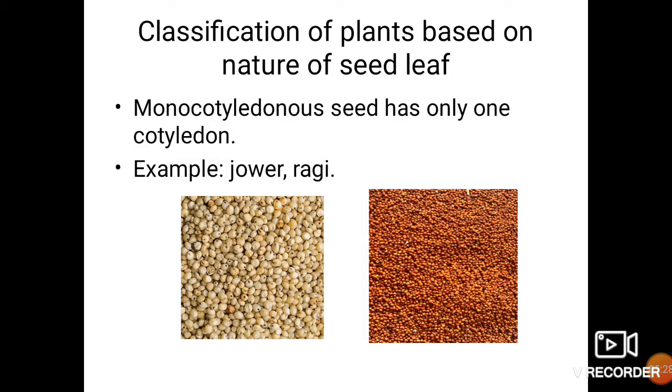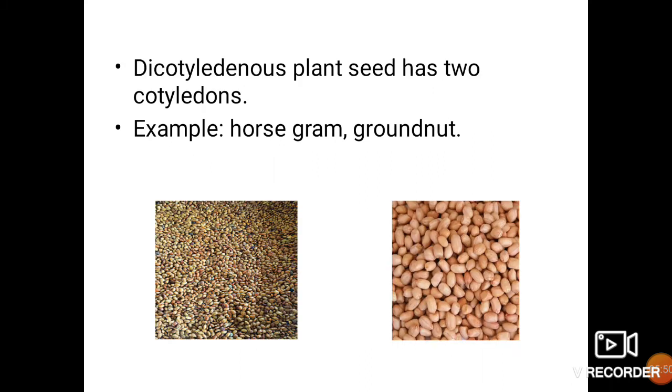Apart from the lifespan, plants are classified based on the seed leaf as monocotyledonous and dicotyledonous. First, let us learn about monocotyledonous. Monocotyledon seeds have only one cotyledon. Examples for monocotyledonous are jowar and ragi. Dicotyledon plant seed has two cotyledons. Examples for dicotyledonous are horse gram and groundnut.